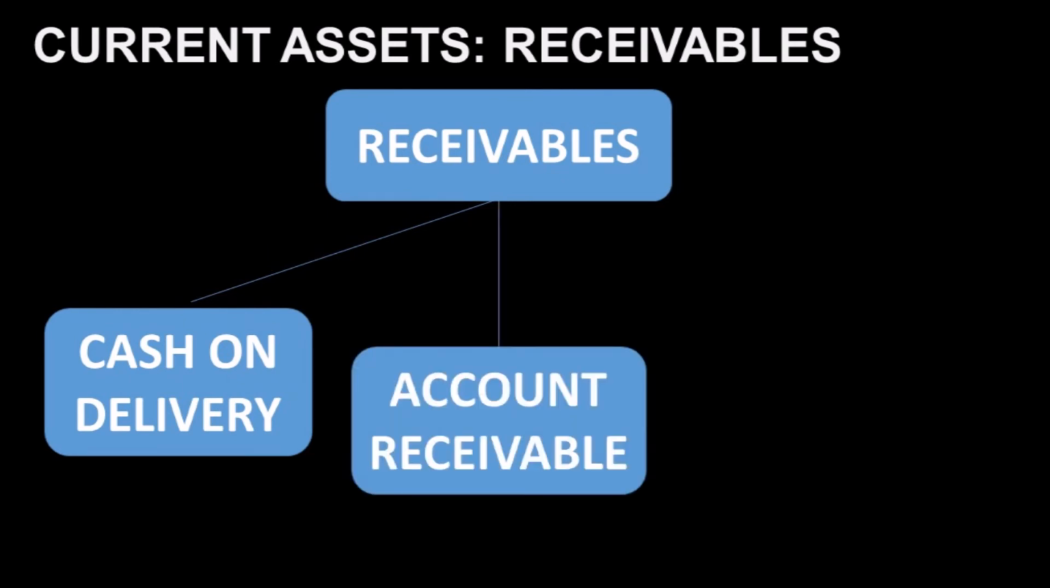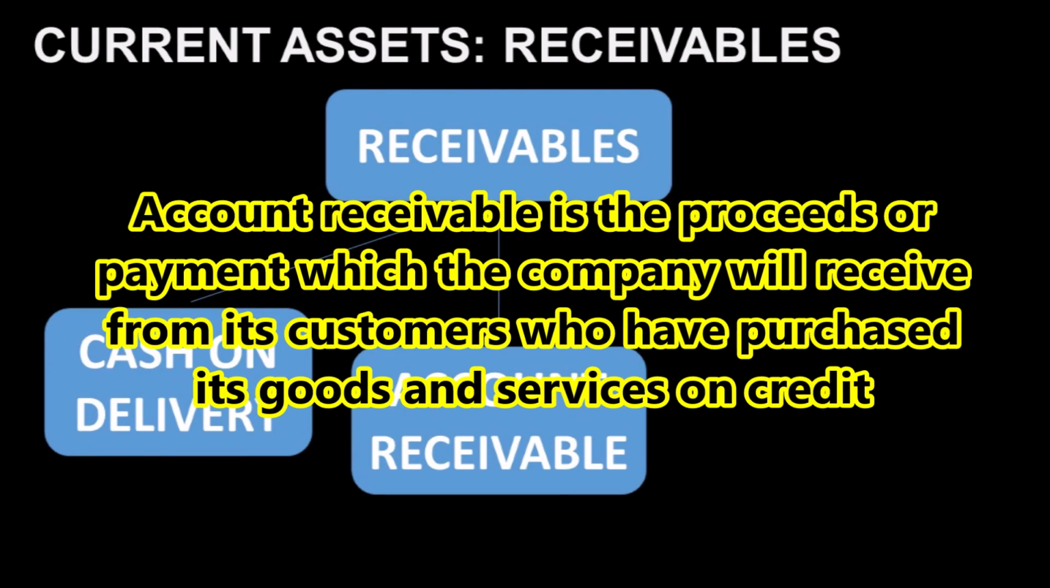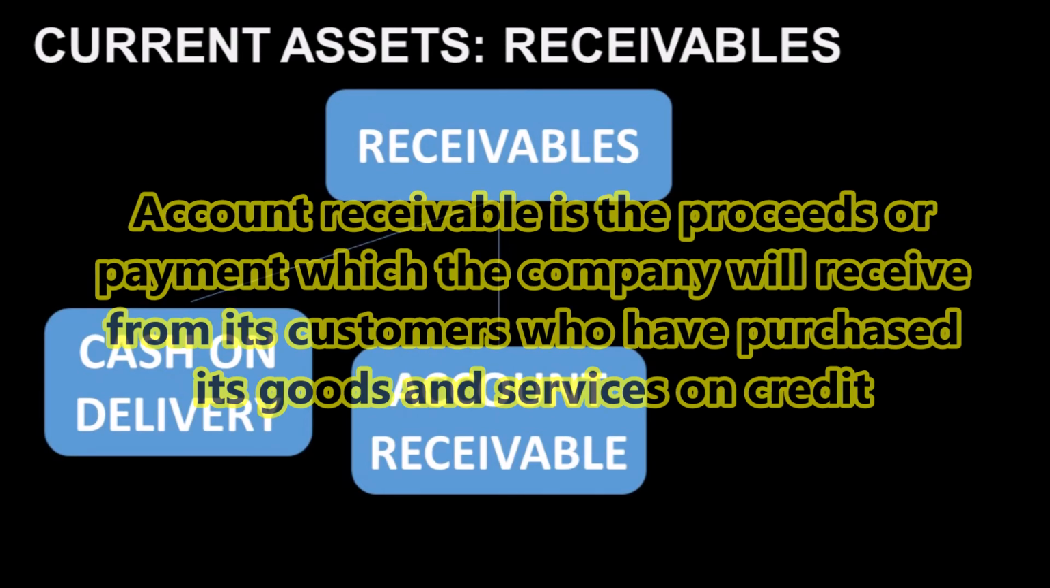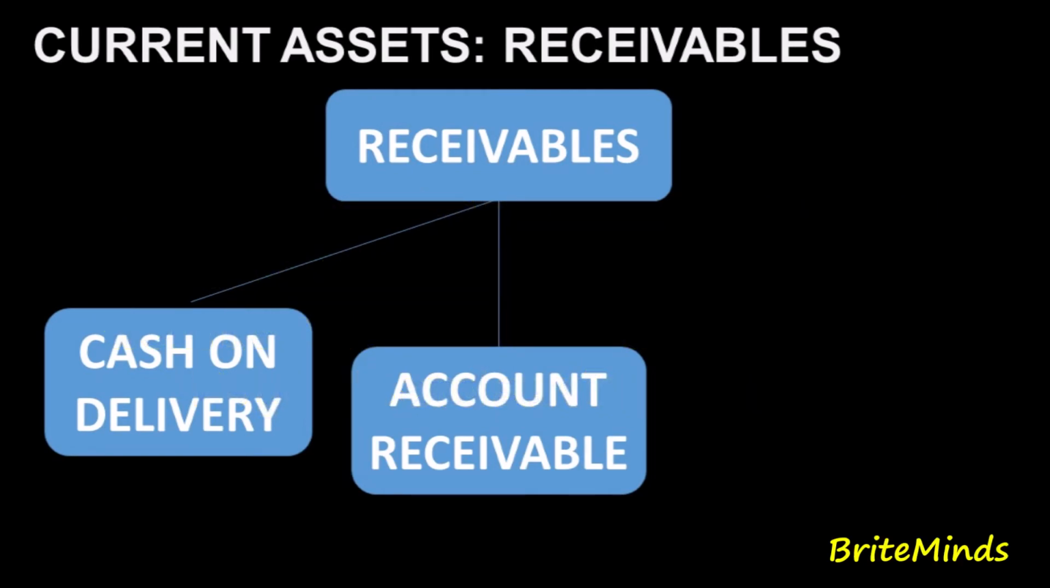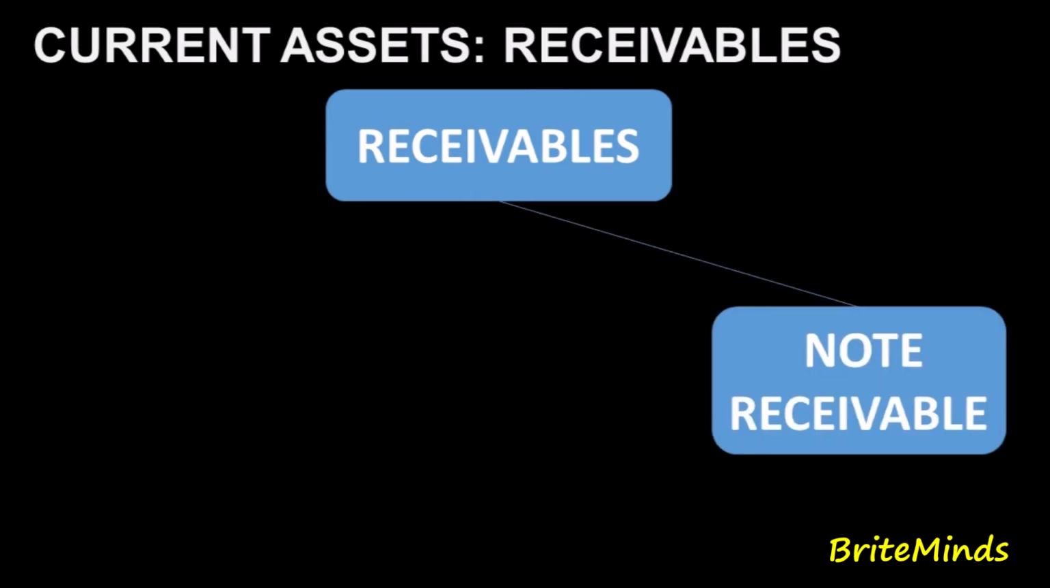So another one is the account receivable. So it is in contrast to COD. A customer may instead promise to pay the seller at some future time after the delivery of goods. Account receivable normally has a term of 30 days, which means the customer should pay 30 days from the date of delivery. It can be also 60 days, 90 days, or 180 days.